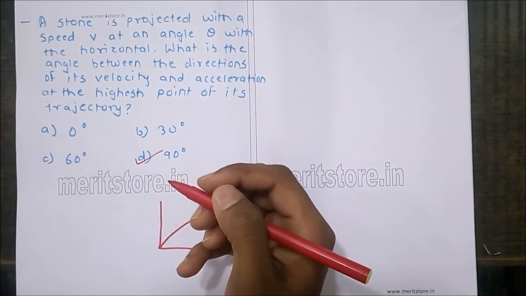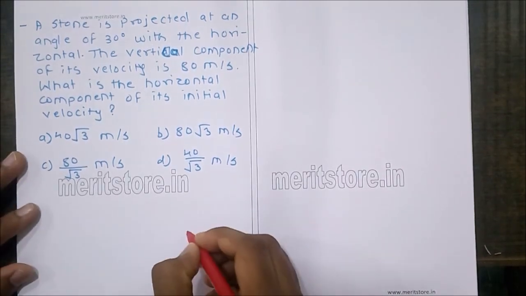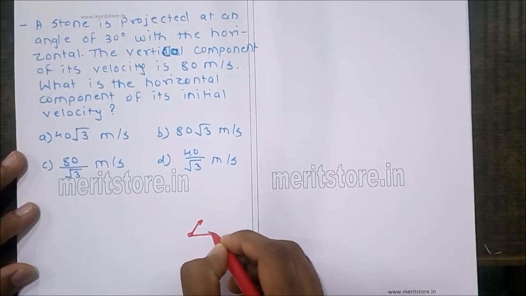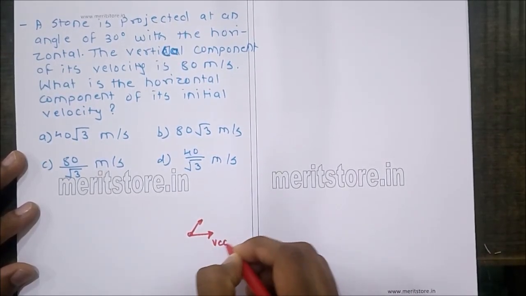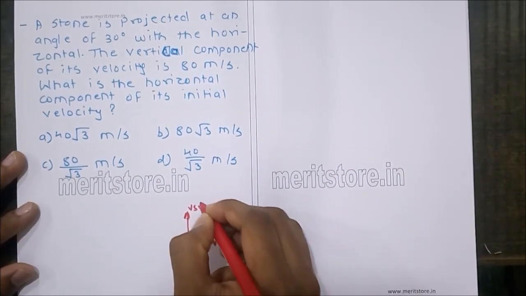the correct answer. A stone is projected at an angle of 30 degrees with the horizontal. The vertical component of its velocity is 80 meters per second. What is the horizontal component of its initial velocity? For a stone that is projected at an angle theta, the horizontal component is given by v cos theta and the vertical component is given by v sin theta.